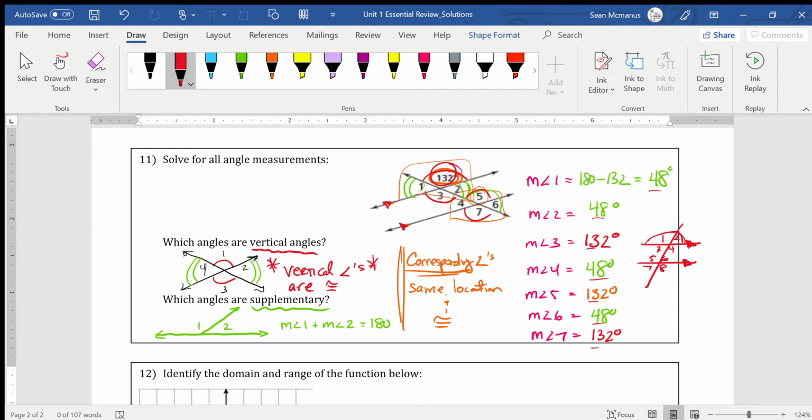Okay, I'm going to pause the video after that one. It's a lot to digest. So we did all those. I didn't answer specifically which angles are vertical. I think you can see now 1 and 2 are vertical. The 132 that's not named and angle 3 are vertical. 4 and 6 are vertical. 5 and 7 are vertical. And which angles are supplementary? Again, I think you can see 1 and the 132, 1 and 3, 4 and 7, 4 and 5, 6 and 7, the ones that are adjacent next to each other.